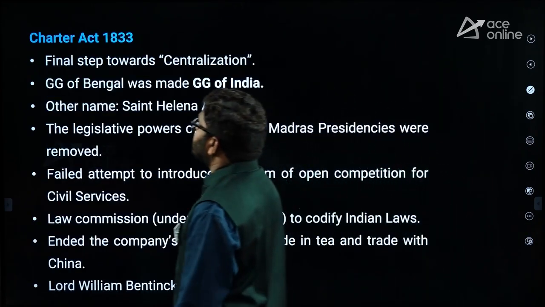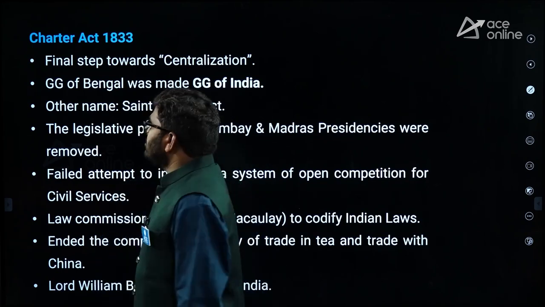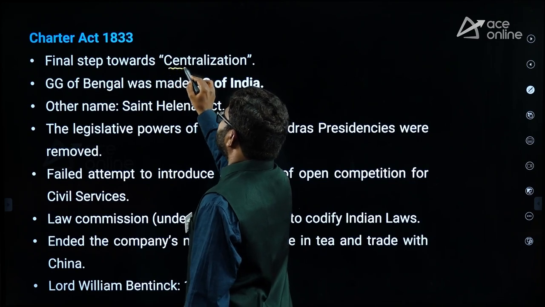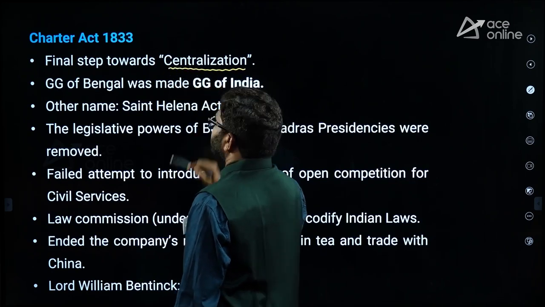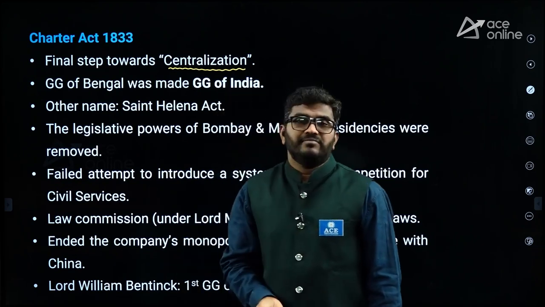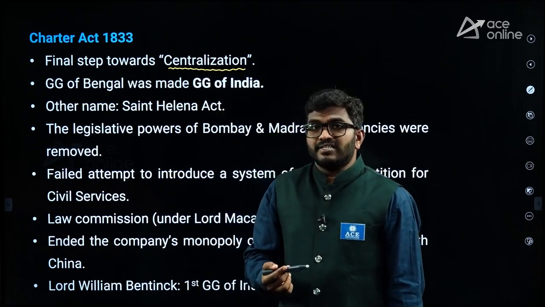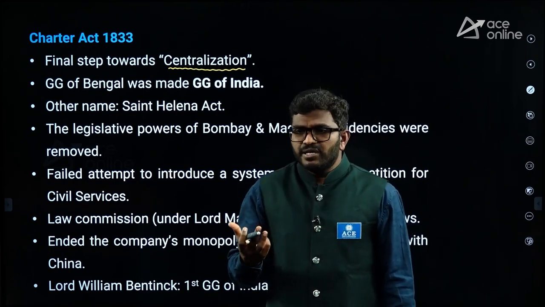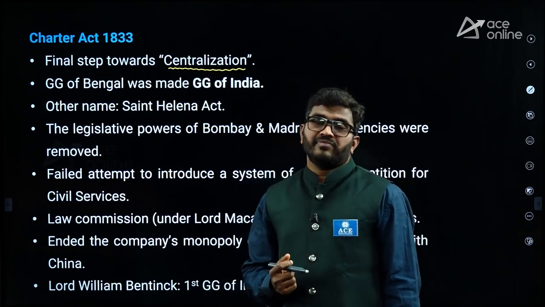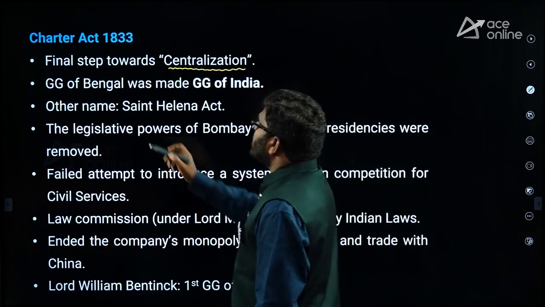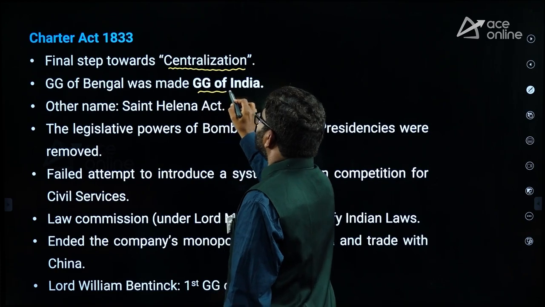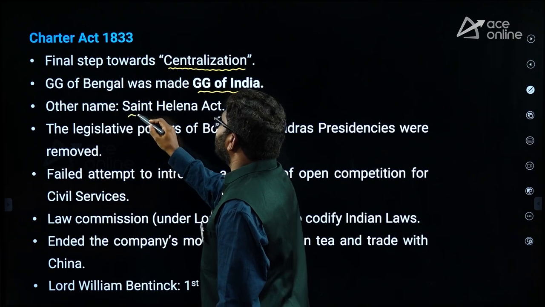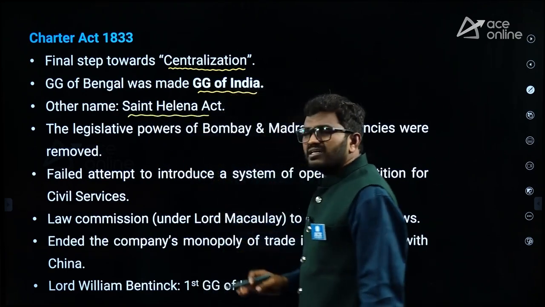And Chartered Act 1833. In this Chartered Act 1833, centralization was actually started. Up to 1833, there was a Governor General of Bengal. After 1833, Governor General of India means he will represent throughout India, since most of the places in India are occupied by these people. Governor General of Bengal was made Governor General of India. Another name for this Chartered Act 1833 is the Saint Helena Act. No need to remember, leave it.